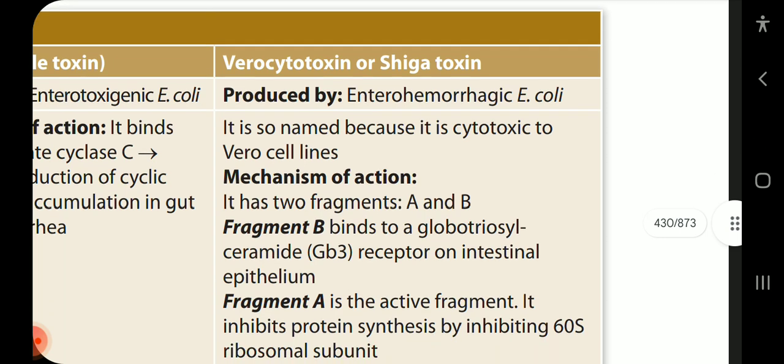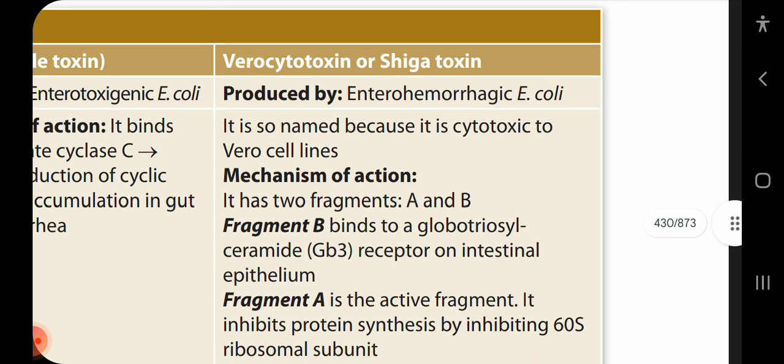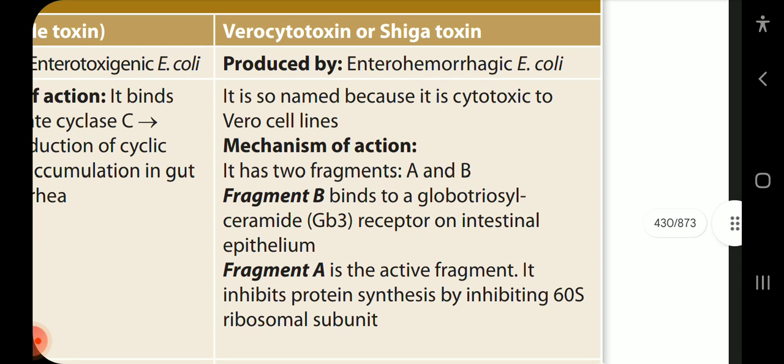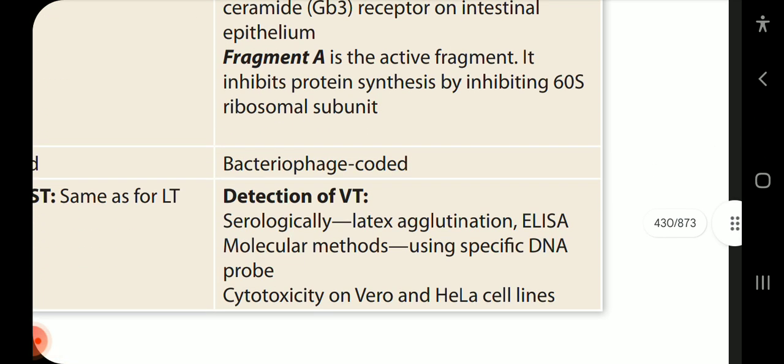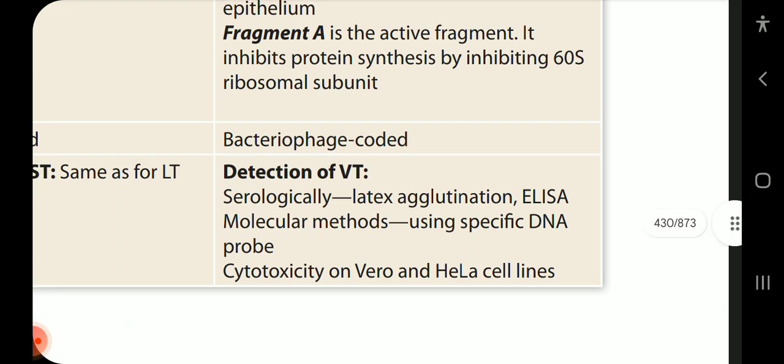Now last, the verocytotoxin or Shiga toxin, produced by enterohemorrhagic E. coli, is so named because it is cytotoxic to Vero cell lines. Mechanism of action: it has two fragments, A and B. Fragment B binds to globotriaosylceramide Gb3 receptor on intestinal epithelium. Fragment A is the active fragment. It inhibits protein synthesis by inhibiting the 60S ribosomal subunit. It is bacteriophage coded. Detection of VT is serologically by latex agglutination, ELISA, molecular methods using specific DNA probe, and cytotoxicity on Vero and HeLa cell lines.